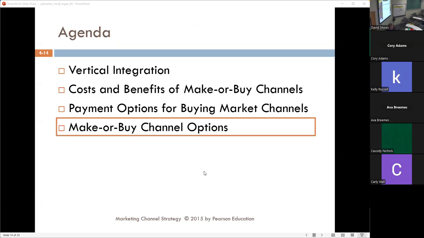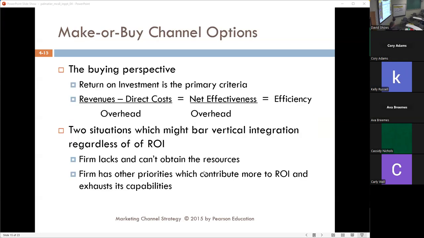Now, why would you go from a buy situation to a make situation given all of the complications? This is a test question, like everything is, but this one is an important one.